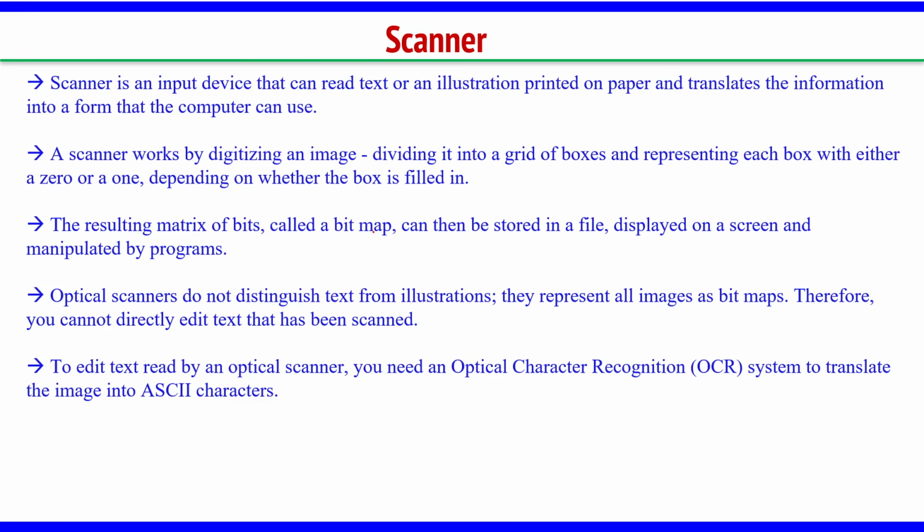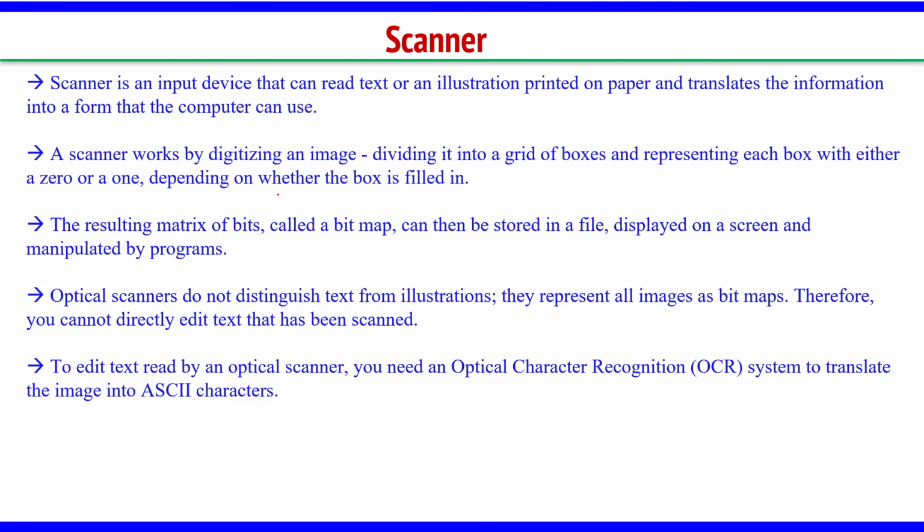The third input device is the scanner. A scanner is an input device that can read text or an illustration printed on paper and translate the information into a form that the computer can use. I think you are aware, you have scanned from mobile and uploaded into an application, or you went to an internet center and scanned your documents. So the scanner is the third input device.